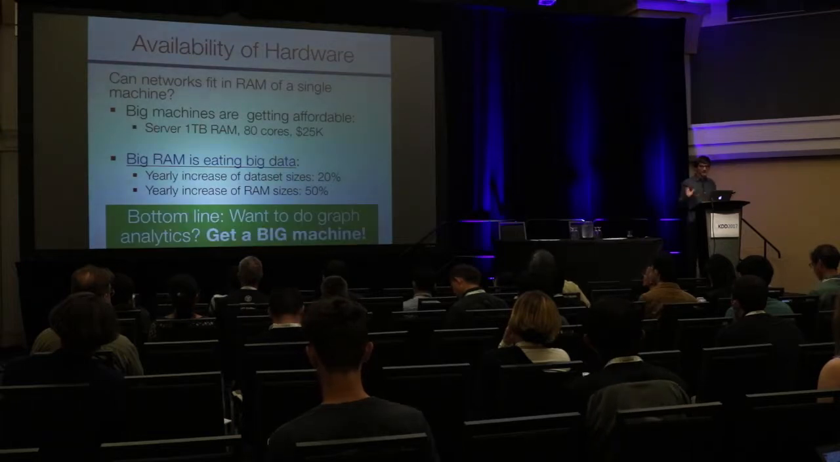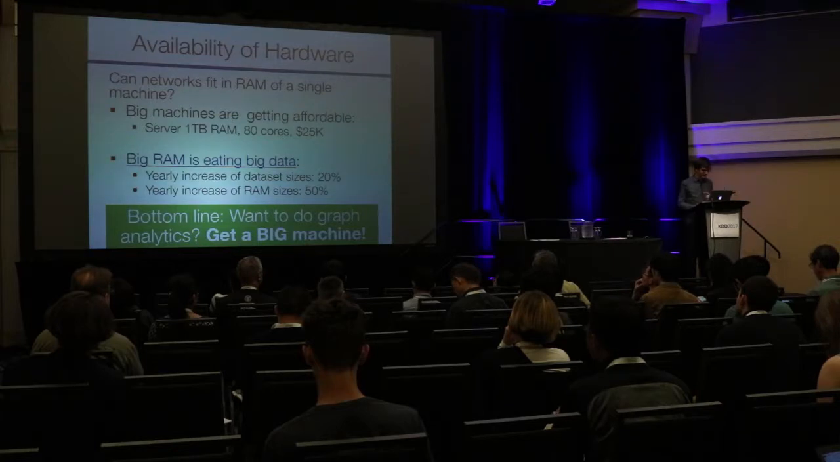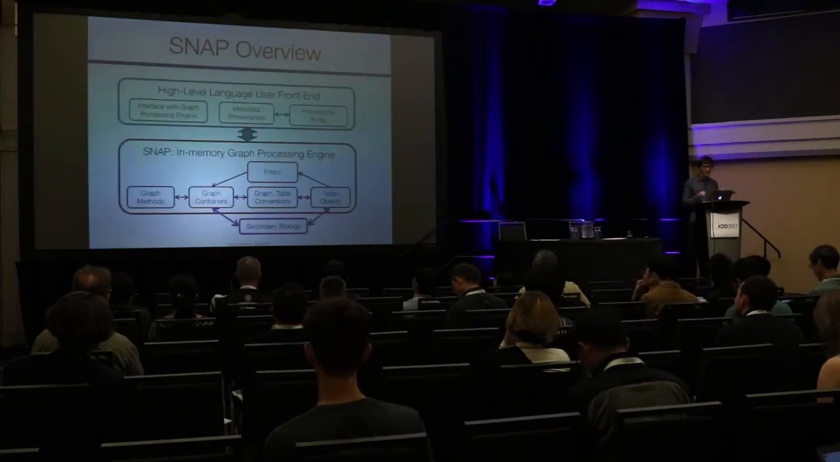So the bottom line is, for graphs, because it's very hard to distribute them and it comes with lots of overheads, we use big machines. And we use that at Pinterest a lot as well. I can talk about that offline. Okay, so what about now?